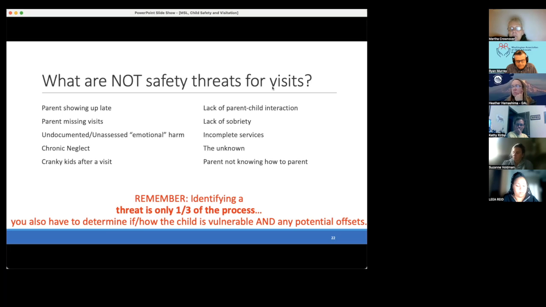Well, that's really the category here that we're talking about, emotional harm, right? I mean, if the parent is battering the child verbally, then that's emotional abuse, right? Yeah, you could make that case, and it's a safety threat because, yes.